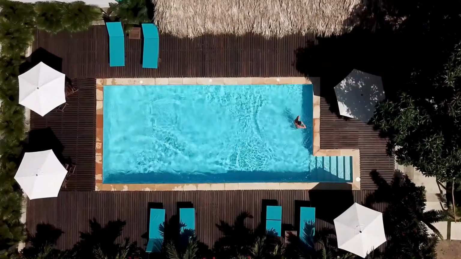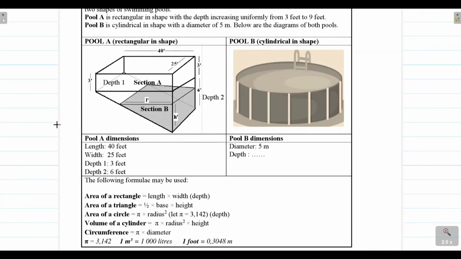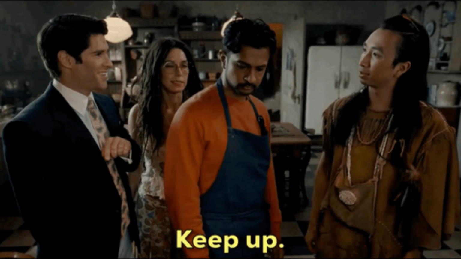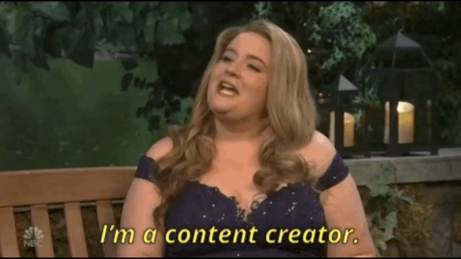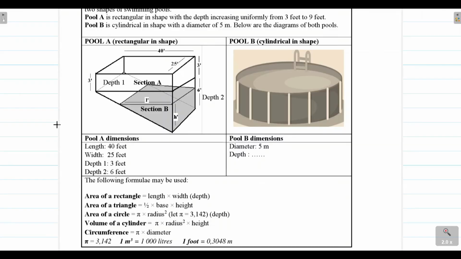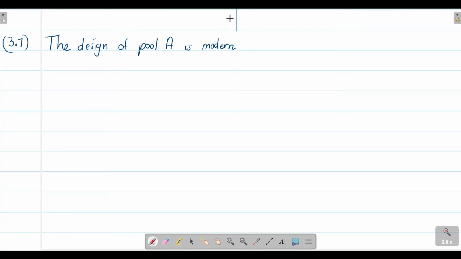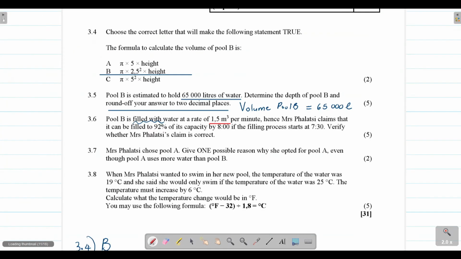I'm thinking she could have gone for pool A because the design of pool A is more modern. Who wants to have pool B in their yard, guys? Honestly speaking, let's be more modern. So I'm guessing she went with pool A because the design is more modern. It looks nicer. It's aesthetically pleasing to the eye, right? It looks good on the gram. So that is probably why she went for pool A. The design of pool A is modern, nicer and pleasing as compared to pool B.